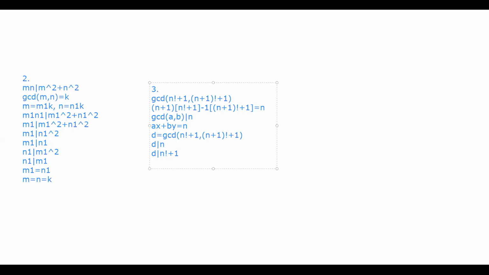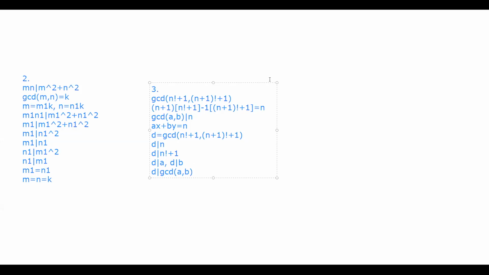If D divides A and D divides B, then I want you to prove that D divides GCD of A comma B. This is a nice property. If D divides A and D divides B, then D divides GCD of A comma B. Does anybody have a proof? Yes, Tanmay, I think I can unmute you. Tanmay. Yes.